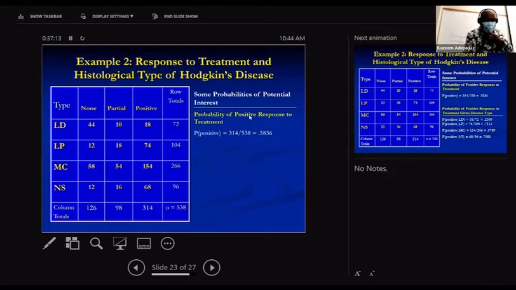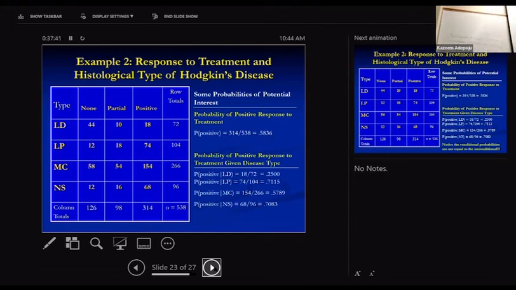Now we want to find the probability of positive. If I want to find the probability of positive, what is the total number of positives that I have? It's 314 patients. They're actually positive out of 538, and that is why you see the probability of positive to be that. Now, what is the next thing? I need a conditional probability, right? It's going to be 4, because that will depend on the type of disease. What is the probability of positive given LD? The probability of positive given LD is going to be 18 divided by 72. That's why you see 18 divided by 72.